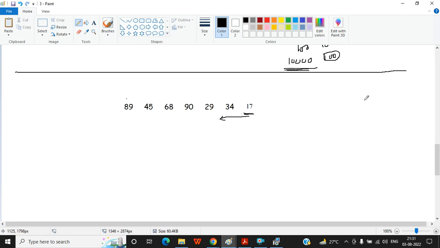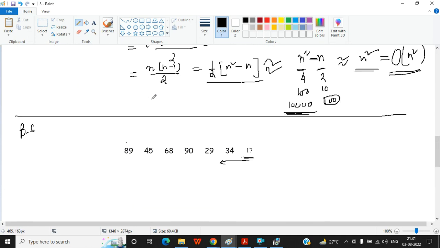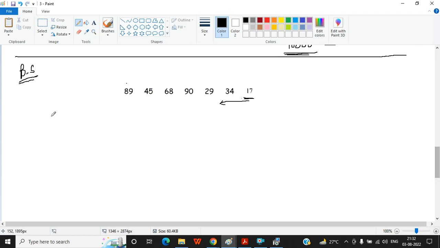Always remember this is bubble sort. This is your selection sort. Selection sort is a linear sort, but there is another name some authors use for selection sort, simple sort. In bubble sort you have to compare pairwise. You have to remember this thing: pairwise comparison is done.